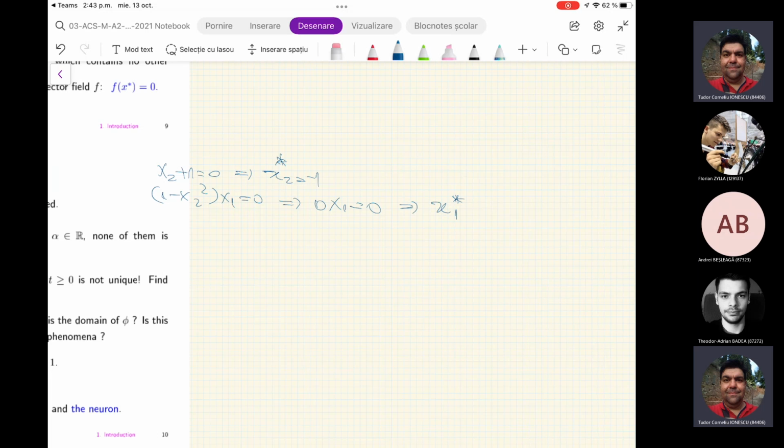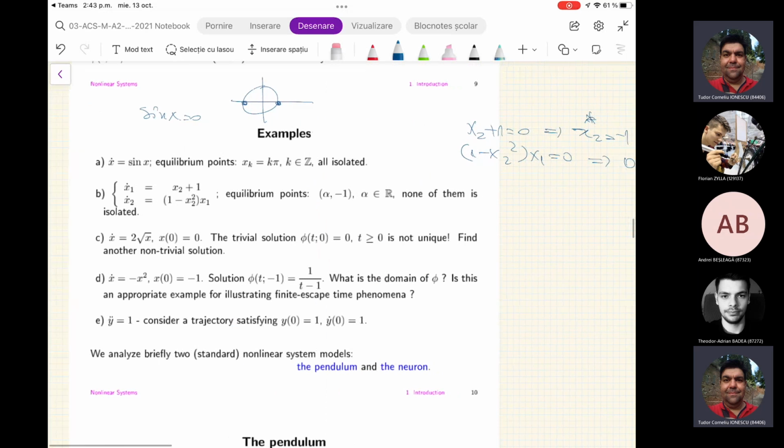x1 star is any real number alpha. So the equilibrium points here are of the type alpha, minus 1 with alpha a real constant, and none of them is isolated, because no matter how small a neighborhood you pick, you always have another equilibrium point in this neighborhood of your prescribed equilibrium point. So this is not isolated. So you see, nonlinear systems can have non-isolated equilibrium points.